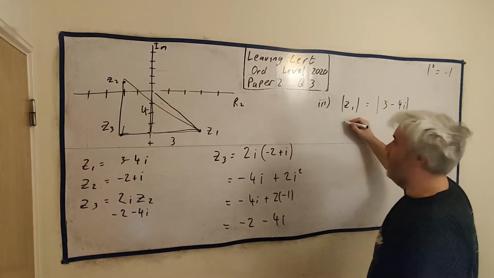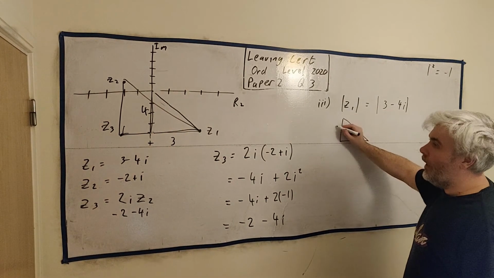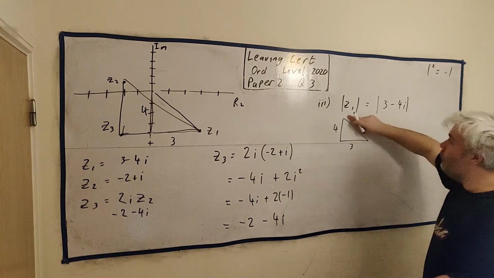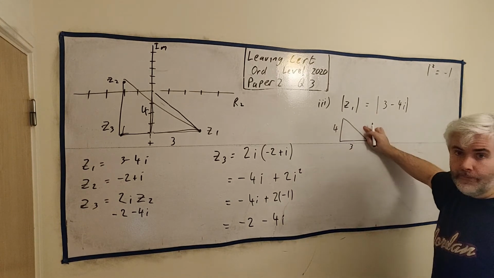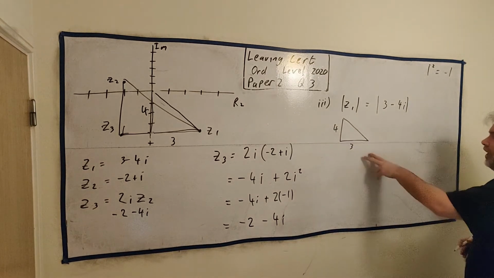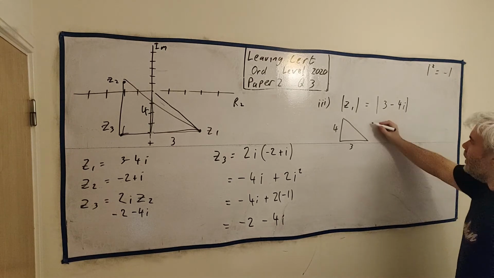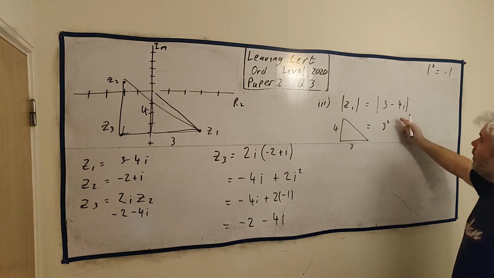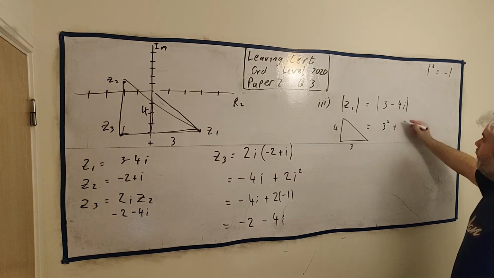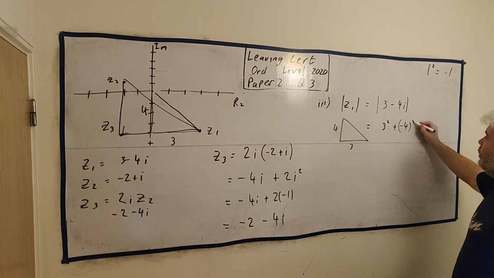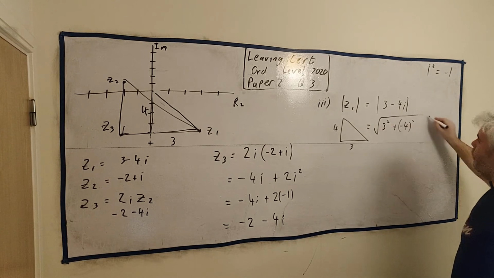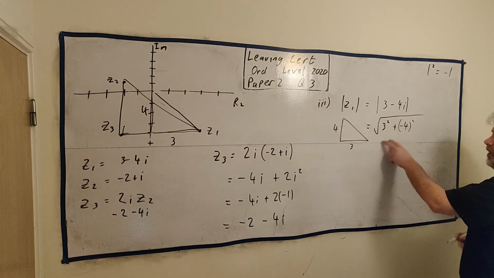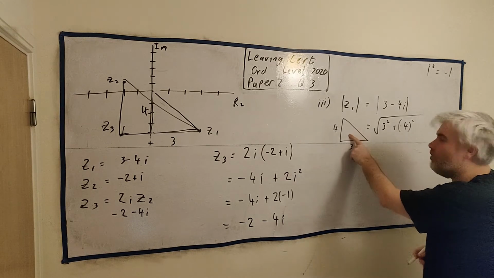So let me draw that triangle again. 4 and 3. What we really want to know is just this length here. I won't bother doing it that way because I want to show the formula. Lots of students just remember the formula. It's this number squared plus this number squared, so that's minus 4 squared, and the square root of it. But that's the same, except for the minus, as Pythagoras' theorem.